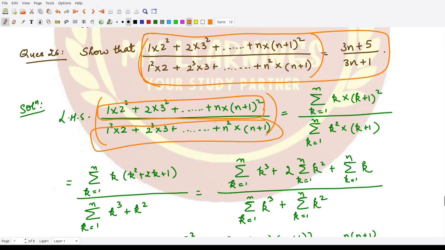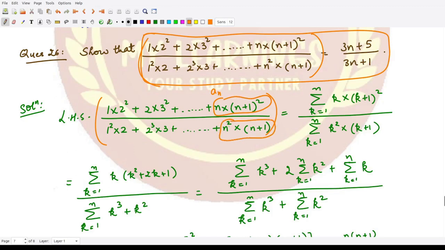Here, what is the nth term in the numerator? Your nth term a_n is n(n+1)^2, and in the denominator your nth term is n^2(n+1). So therefore you can write the whole term as summation a_k divided by summation a_k, where k varies from 1 to n, and here also k varies from 1 to n. If you wanted to differentiate them, you can write it as a_k1 here and a_k2 here, to denote that these two are different terms.